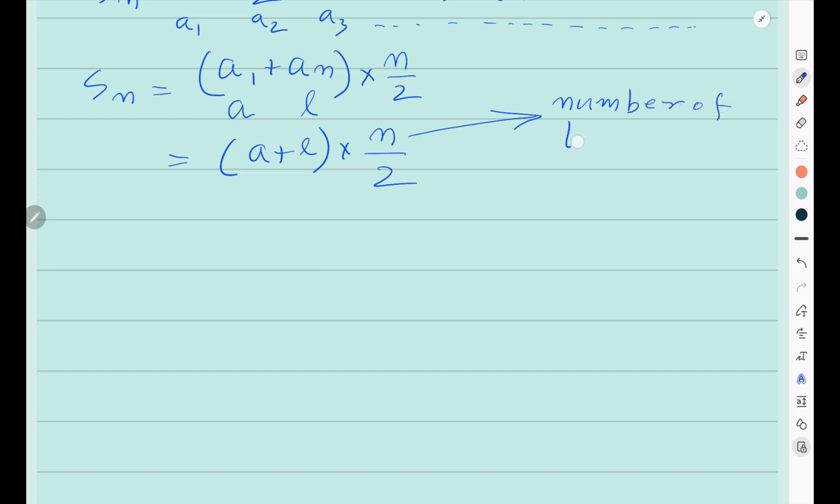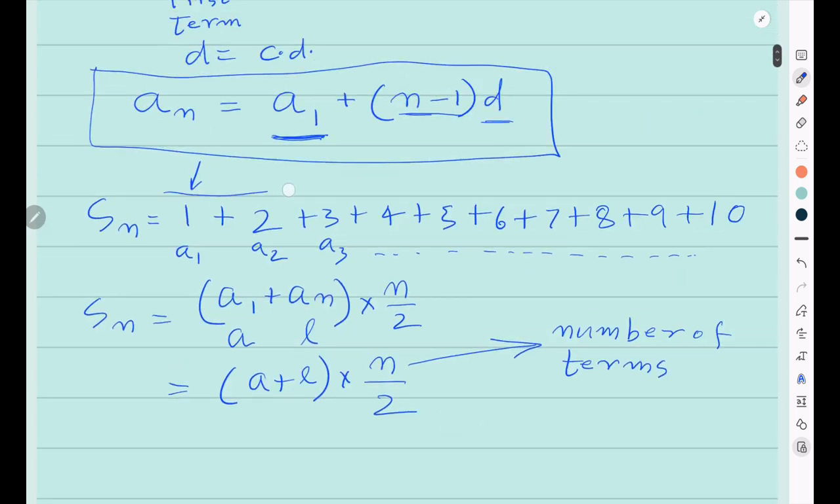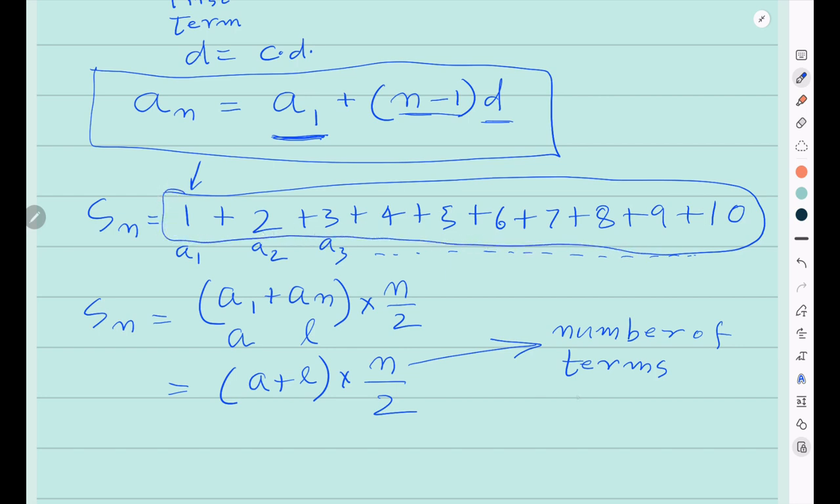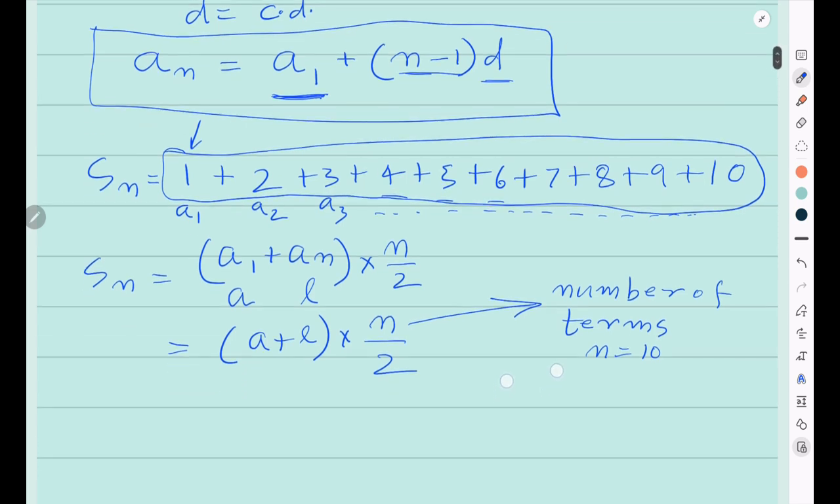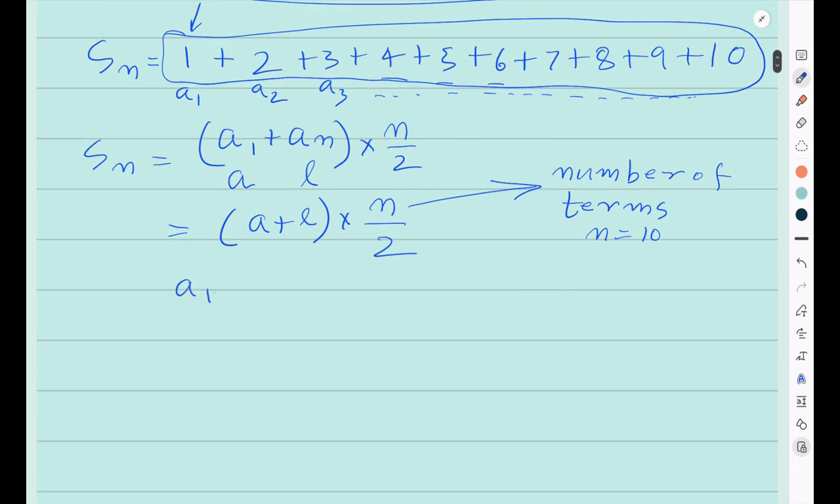So in this particular example, how many terms do we have? We have 10. So the value of n is 10. Let us apply this formula to find the sum of this AP: 1 plus 2 plus 3 plus 4 plus 5 plus 6, and so on to 10. So here the first term is 1, the last term is 10, and the number of terms is also 10.